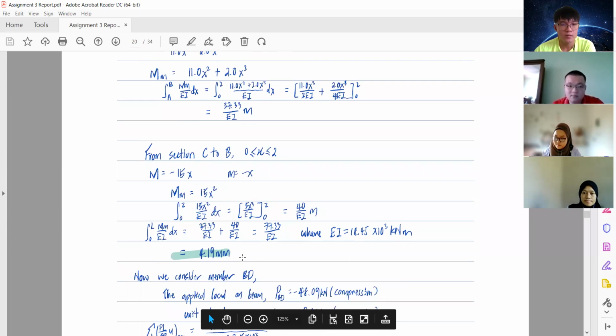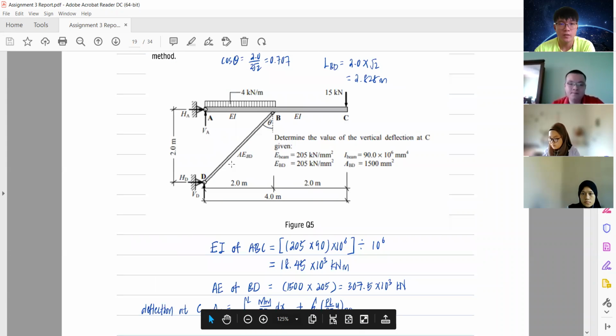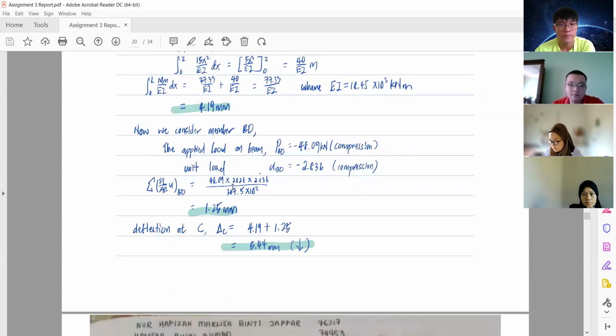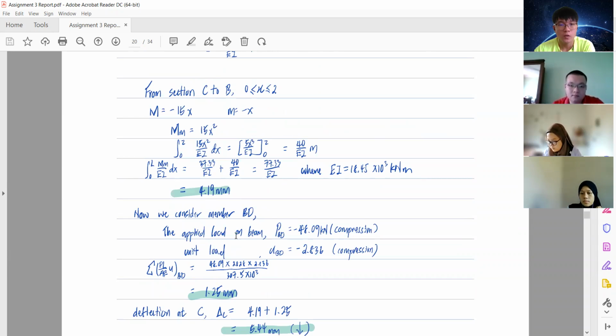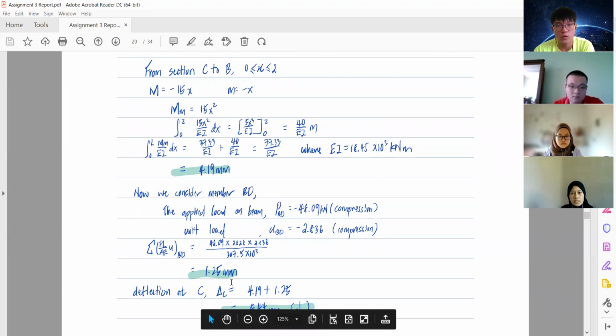But we haven't finished yet because we haven't considered the member BD, which is this member BD. So now we will calculate for the member BD. Sorry, the applied load on the beam is actually negative 48.09 kilonewton. This is a compression force. So the unit load for BD is negative 2.836, which is also compression. And then we use the equation just now, PL over AE times the unit load. We will get that it is actually 1.25 mm.